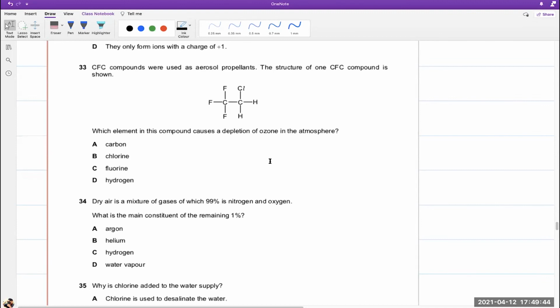CFC compounds were used as aerosol propellants. CFC में आपको पता होना चाहिए कि ये क्या है, chlorofluorocarbons. They have carbon bonded to chlorine, which is the bond that breaks at higher atmosphere. वहां पर अल्ट्रावायलेट लाइट होती है, कार्बन क्लोरीन बॉन्ड टूट जाती है, and that chlorine then simply depletes the ozone, damages it. So the answer here is which element is responsible for depletion of ozone? Again याद रखना है, chlorine.